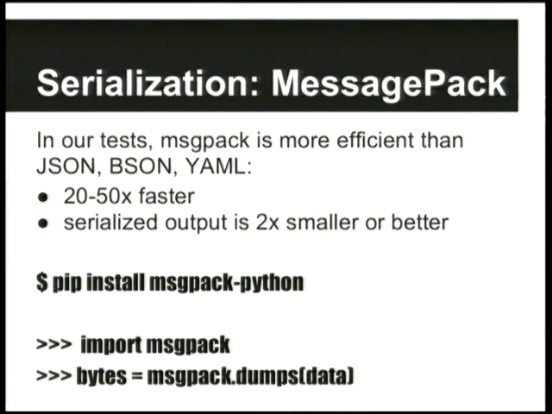So, serialization: we use MessagePack. So why MessagePack and why not JSON, BSON, XML, YAML? Just because we did some really simple tests and we found that MessagePack was faster and more efficient space-wise. Depending on the test, it could be between 20 and 50 times faster and sometimes even better. And the output, the byte stream, was at least twice smaller.